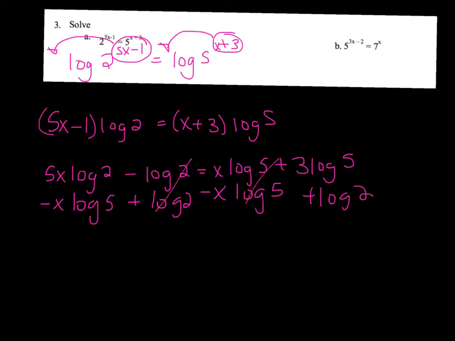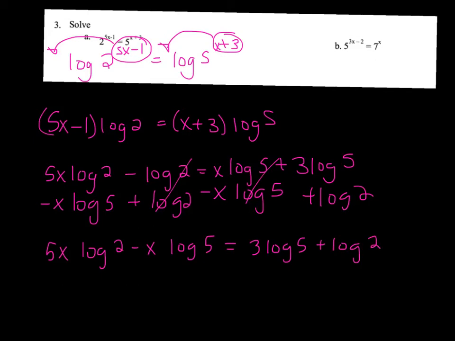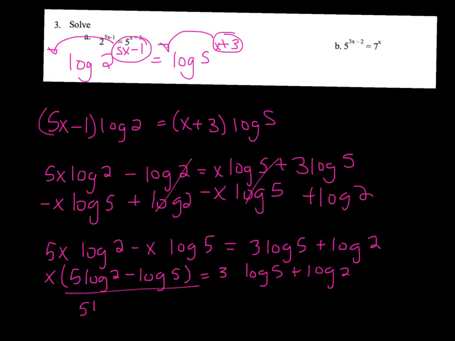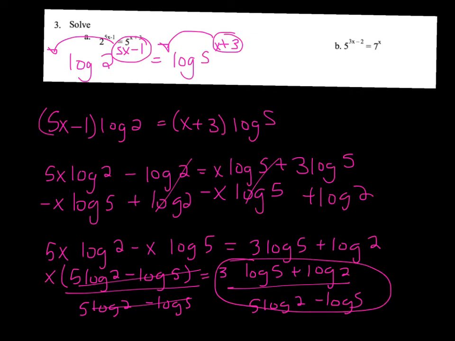Since 5x log 2 and x log 5 aren't like terms, we have to write them separately. Same thing with 3 log 5 plus log 2. I'm going to factor out this x, pulling it out of both terms, and then divide both sides by this set of parentheses. So this would be your answer, and now you can type it into your calculator.